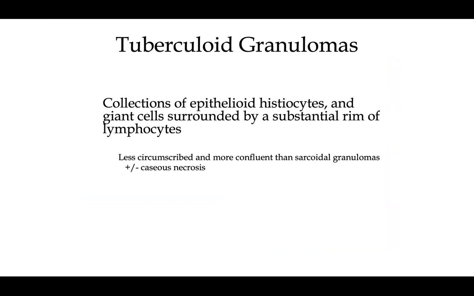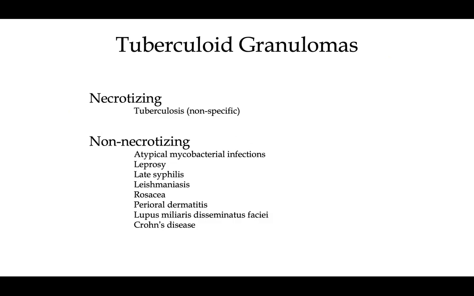Moving on to tuberculoid granulomas, these are collections of epithelioid histiocytes and giant cells surrounded by a substantial rim of lymphocytes. So in that very first picture I showed of the granuloma, that's why I said it's probably a tuberculoid granuloma, because you had that substantial rim of lymphocytes. They're usually less circumscribed and more confluent than sarcoidal granulomas, but you may or may not have caseation necrosis. And so that's where this necrotizing versus non-necrotizing comes in.